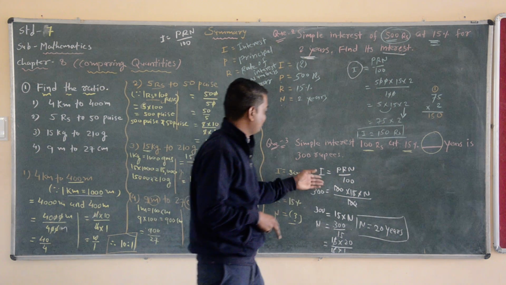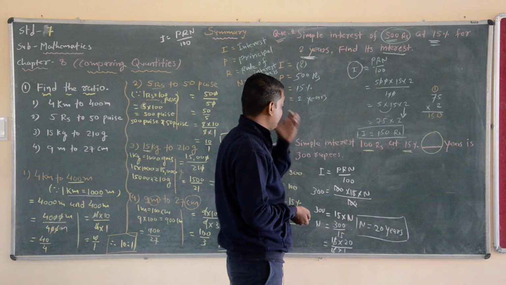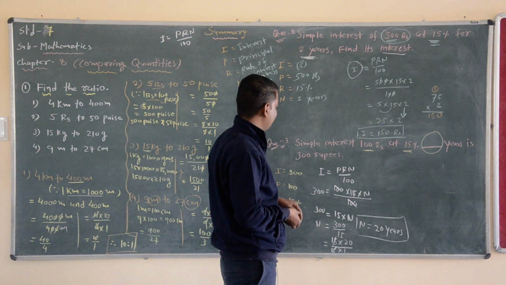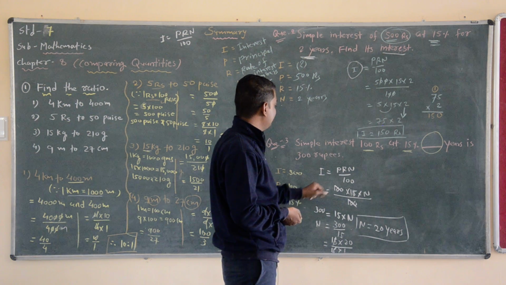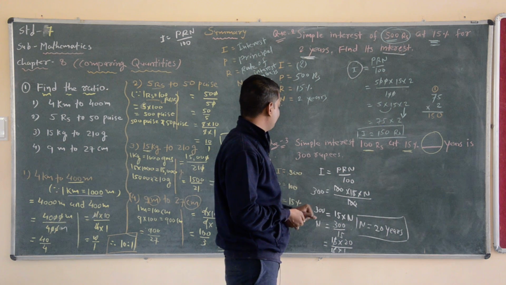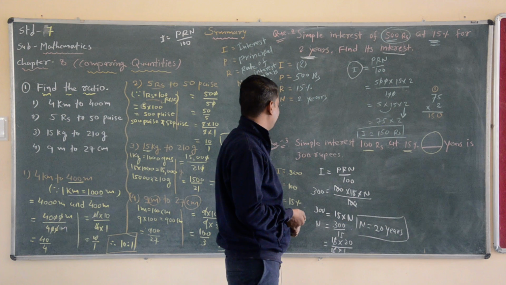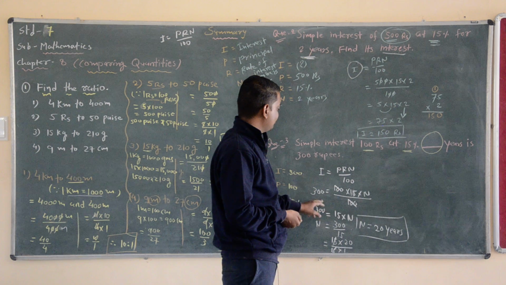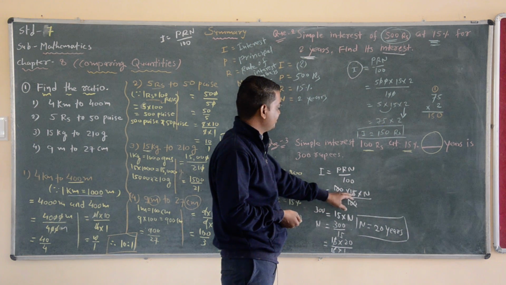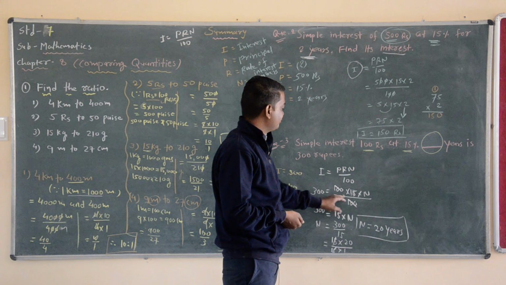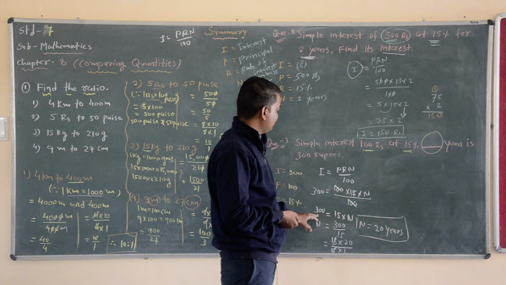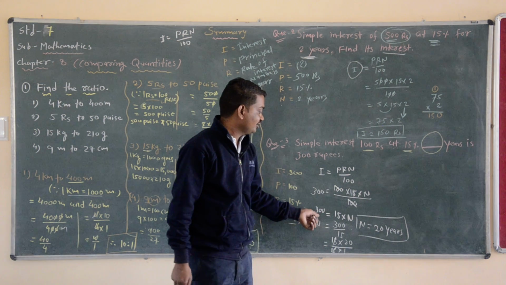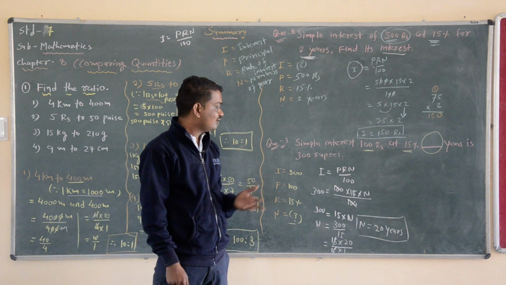Here is the formula of simple interest, I is equal to PRN upon 100. We write the value of each term: I is equal to 300, P is equal to 100, R is equal to 15%, N is what we need to find, and then 100. Now 300 is equal to 100 multiplied by 15 multiplied by N upon 100. So 100 cut 100 cut, and finally 300 is equal to 15 multiplied by N.